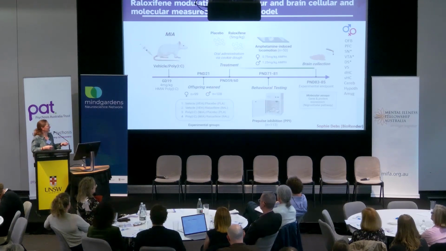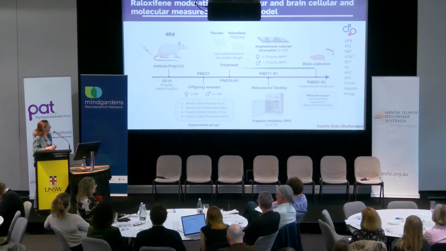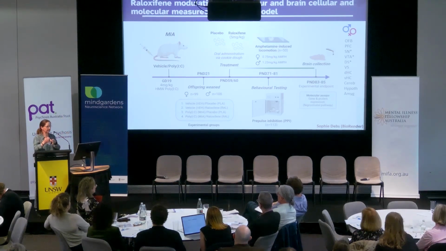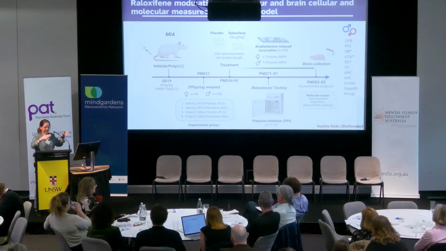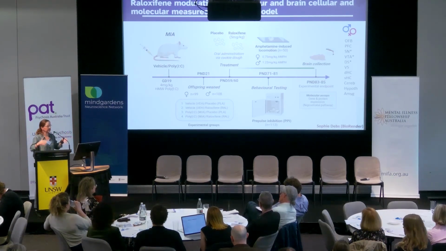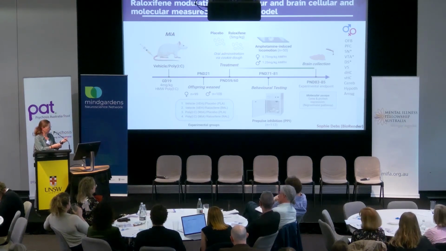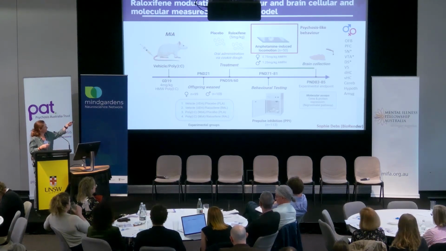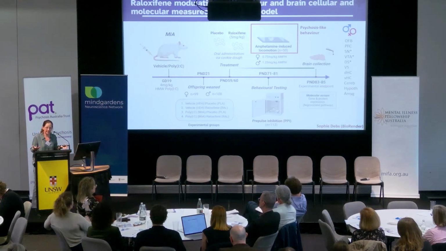This is a very complicated schematic, but essentially we have a dam getting a viral injection or saline injection, then the offspring are born, and when they reach adulthood, they're given raloxifene daily for a couple of weeks. In that time, shown by the green arrow, we can measure different behaviors. But for the sake of this talk, I'm only going to talk about the amphetamine-induced locomotion. The more dopamine the animal has in the brain, the more they're going to run around when they get amphetamine.